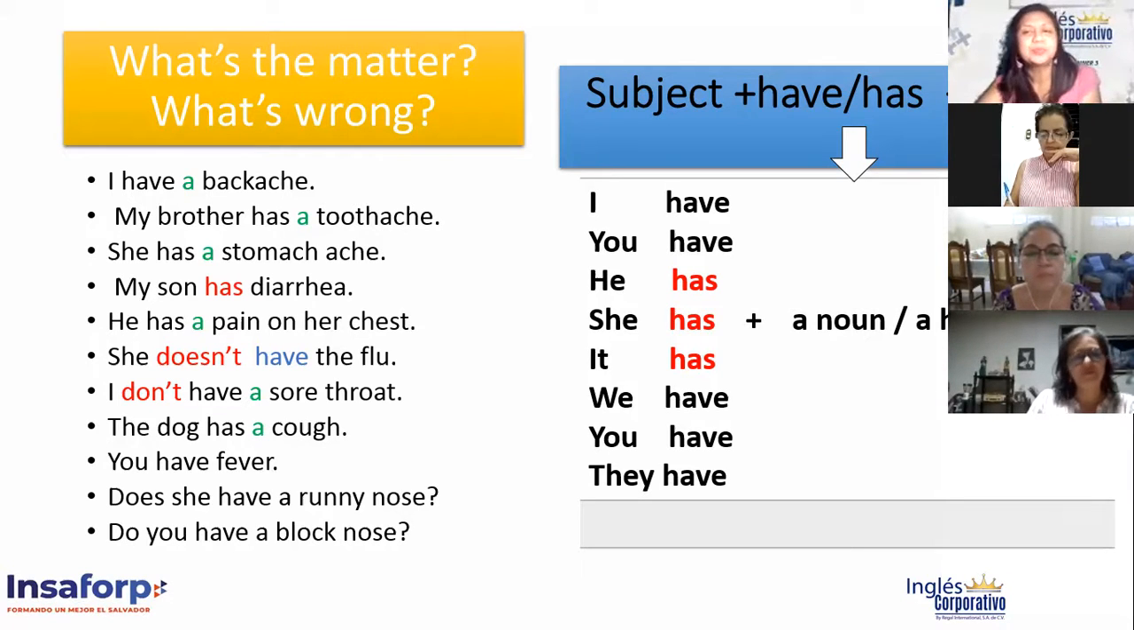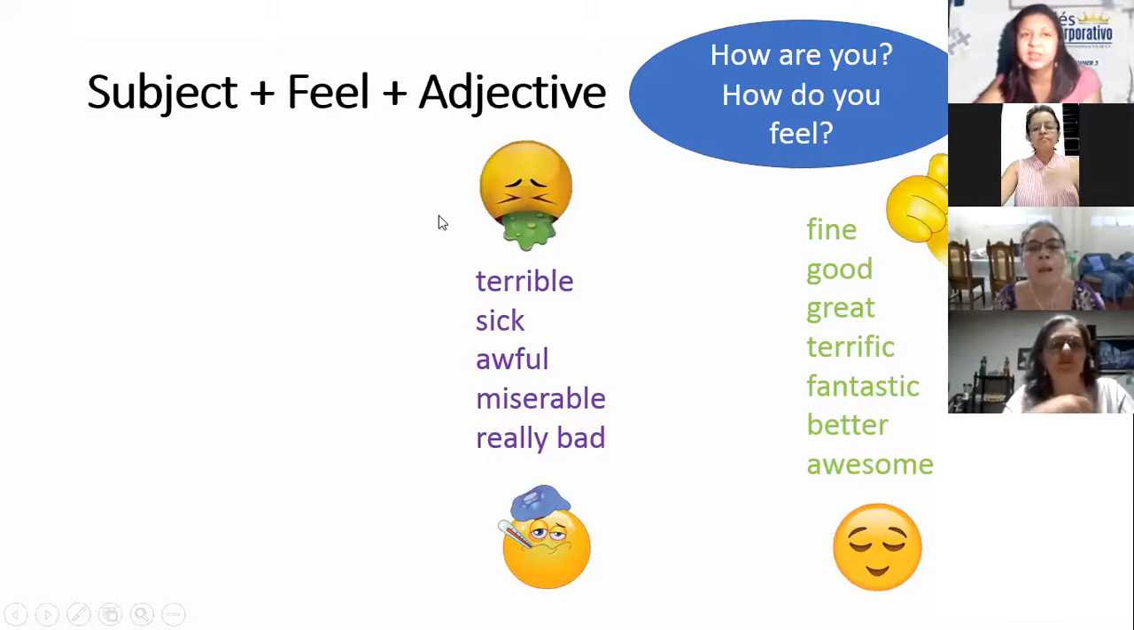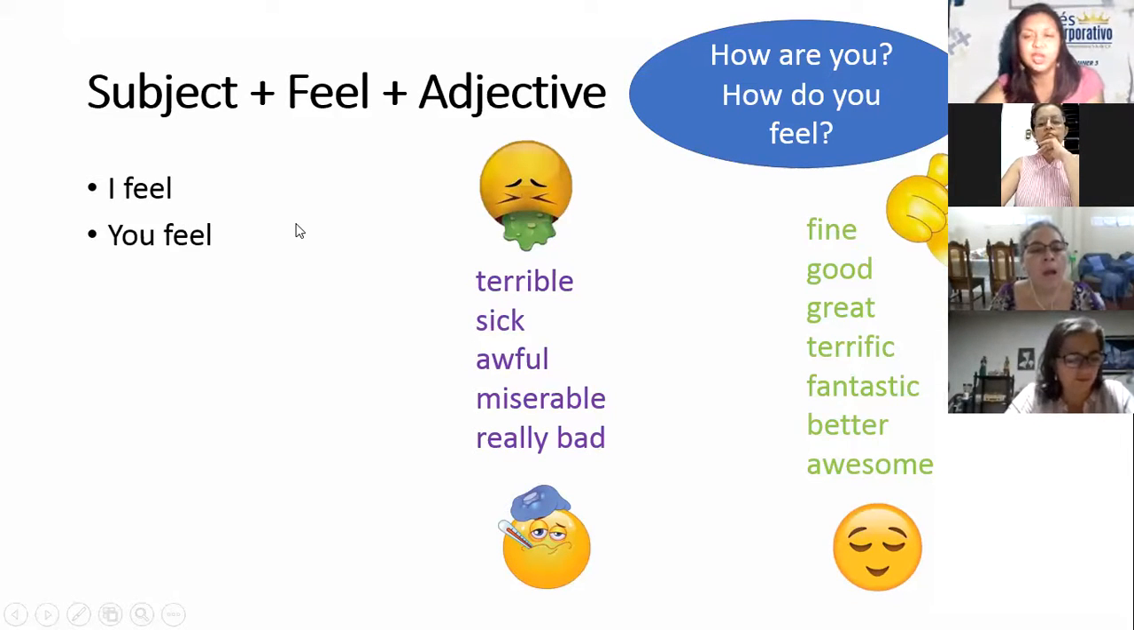Now, let me show you the other part. Now we have using feel. The subject, feel, and then you have to use an adjective. Okay, so you say, I feel, you feel, he feels.